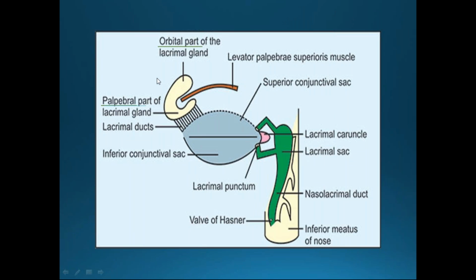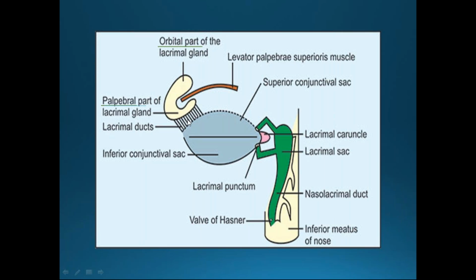This is the orbital part of the lacrimal gland. This is the palpebral part of the lacrimal gland. They become continuous with one another. Anteriorly, they are separated by the LPS muscle. This is the LPS muscle, which is separating the orbital part from the palpebral part anteriorly. But posteriorly, they are continuous with one another.